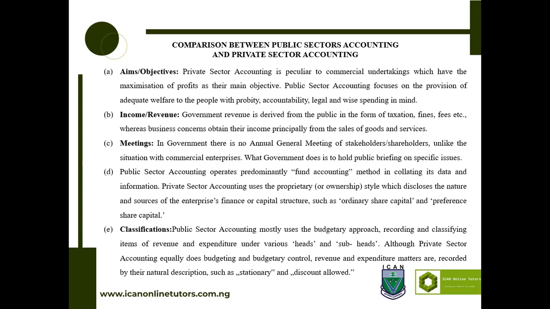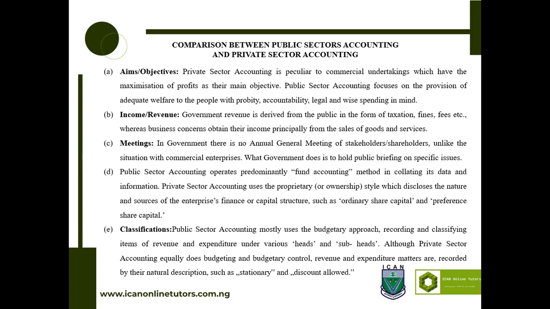But in the public sector, they make use of the fund accounting method to collect the data and information. That is, the public sector is not owned by a single entity. It is publicly owned and publicly controlled. Unlike the private sector, where the main sources of capital include the owner's equity, which is the capital introduced by the owners, and other capital sources, which may be in the form of borrowings or debt.